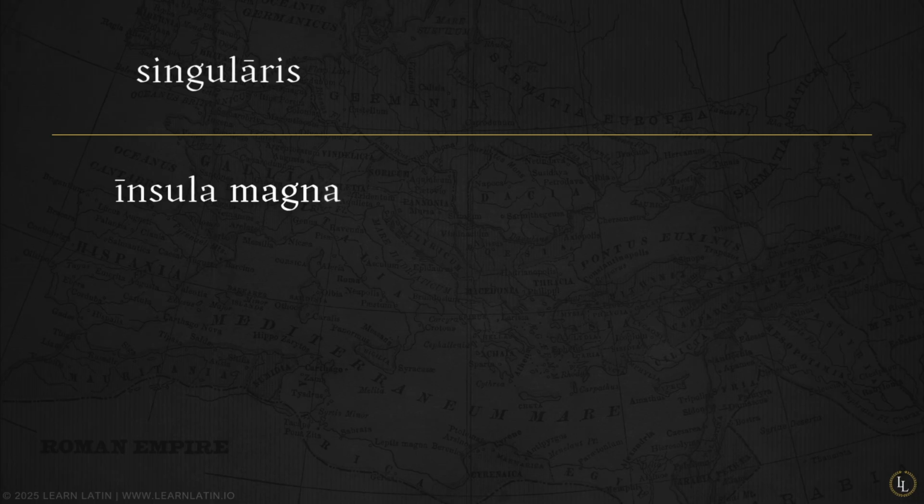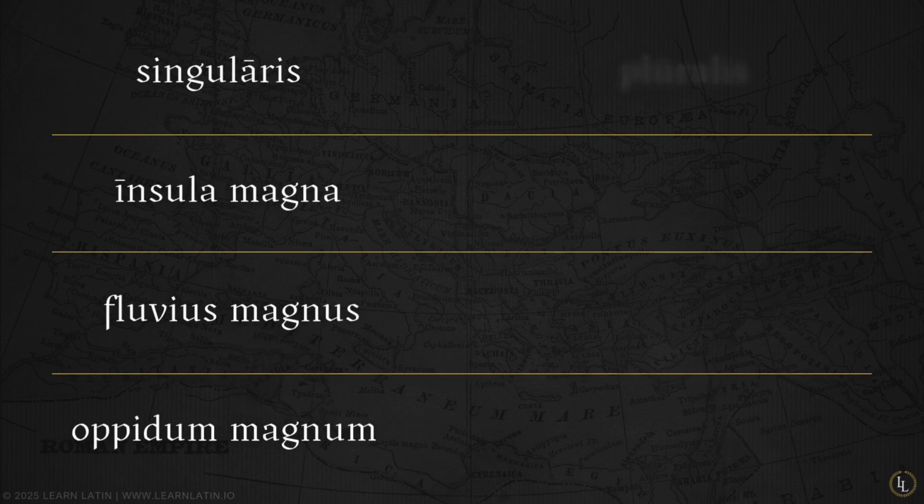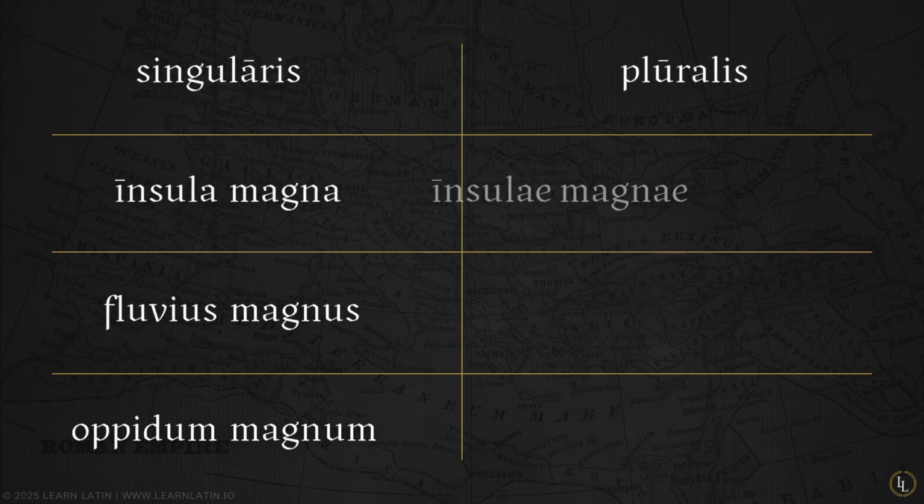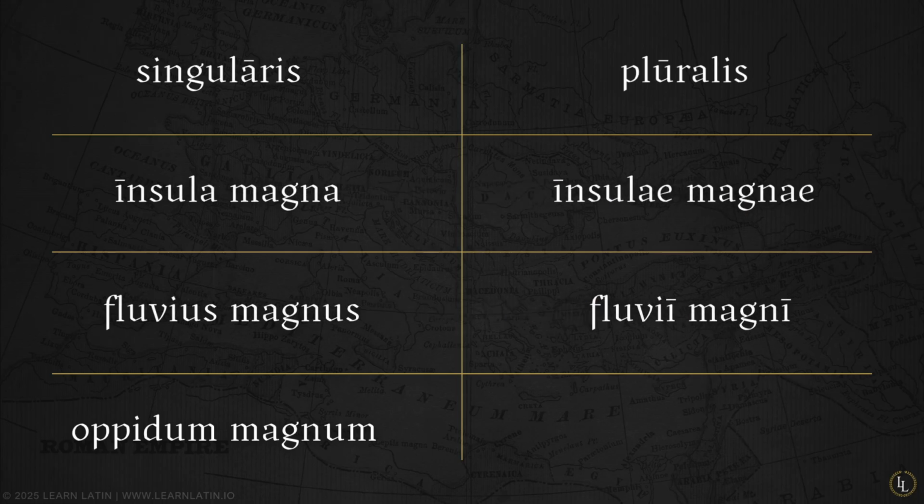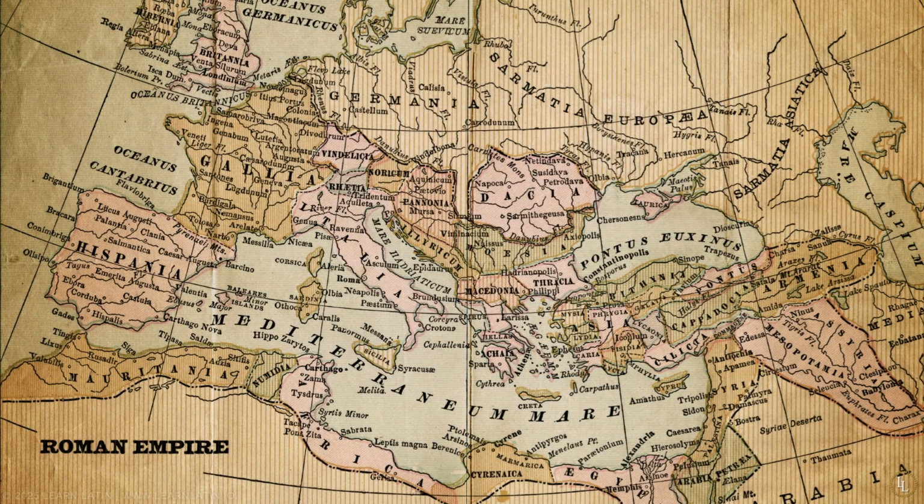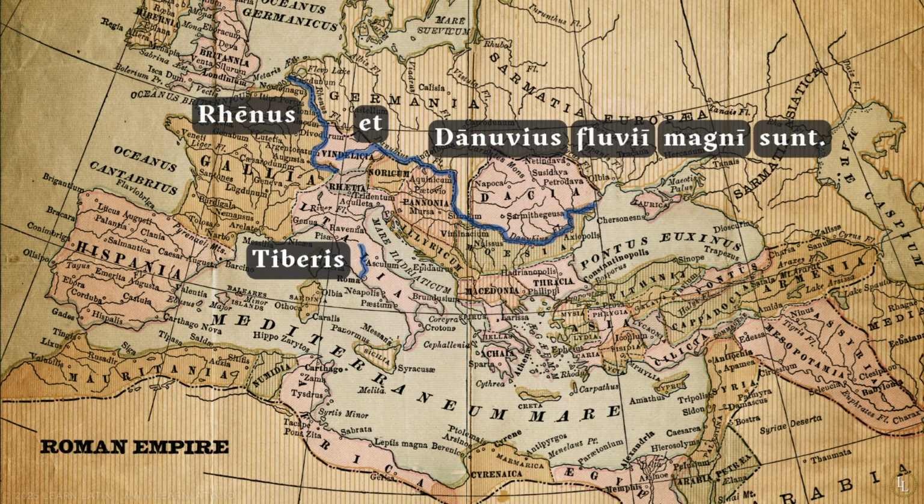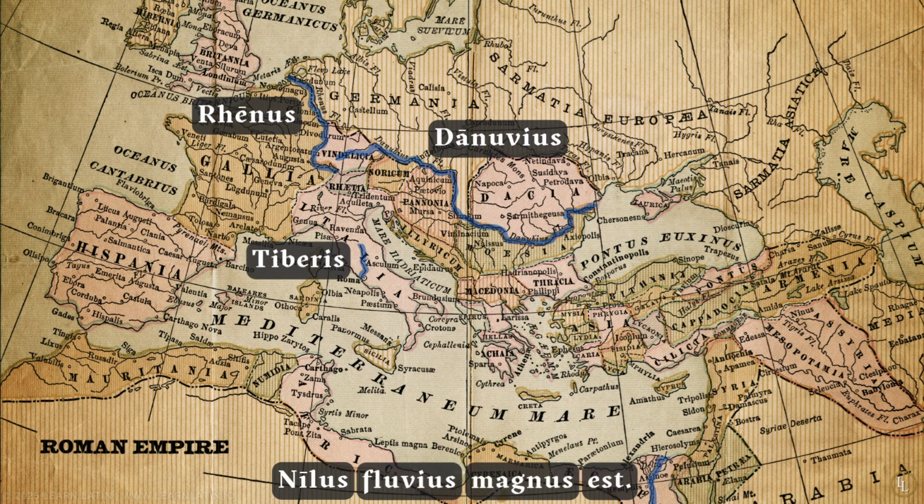Insula magna. Fluvius magnus. Oppidum magnum. And in plural, insulae magnae. Fluvii magni. Oppida magna. It's the same table of endings we saw earlier. Back to the map. You'll see that there are many rivers in Europe, some small, some large. Tiberis fluvius parvus est. Rhenus et Danubius sunt magni fluvii. In Africa, by contrast, there is only one large river. Nilus magnus fluvius est in Aegypto.